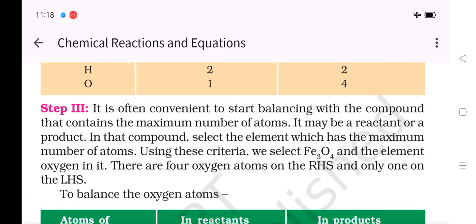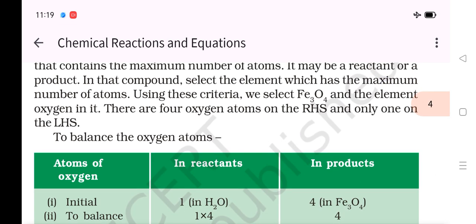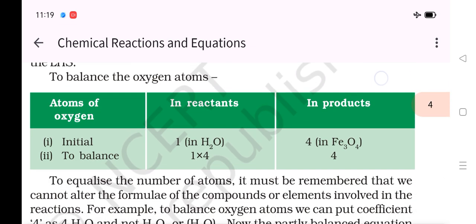Step 3: it is often convenient to start balancing with the compound that contains the maximum number of atoms. It may be a reactant or a product. In that compound, select the element which has the maximum number of atoms. Using these criteria, we select Fe3O4 and the element oxygen in it. There are 4 oxygen atoms on the RHS and only 1 on the LHS. Let us balance the oxygen atoms.